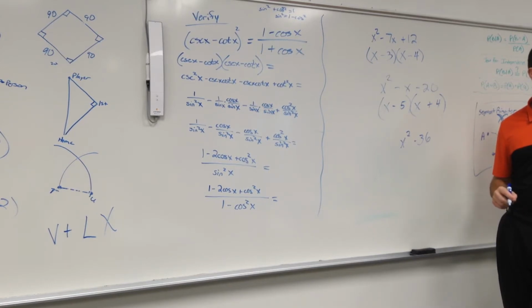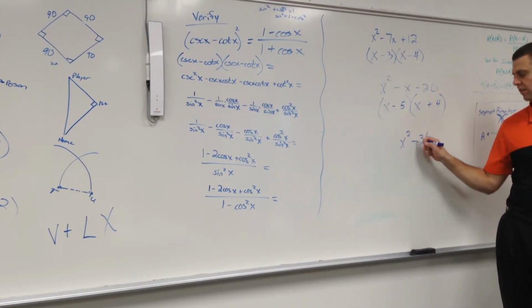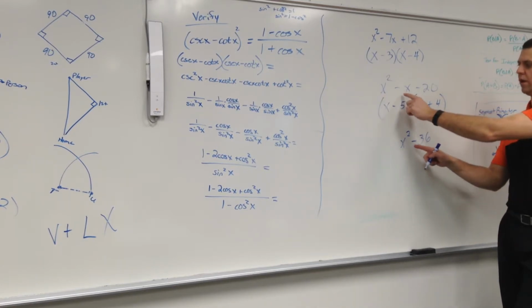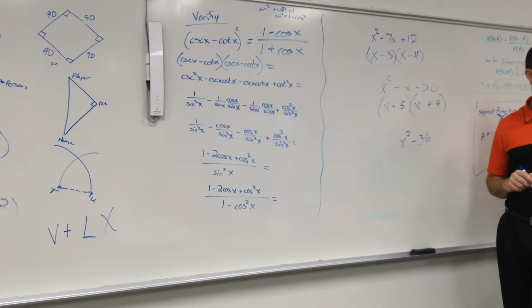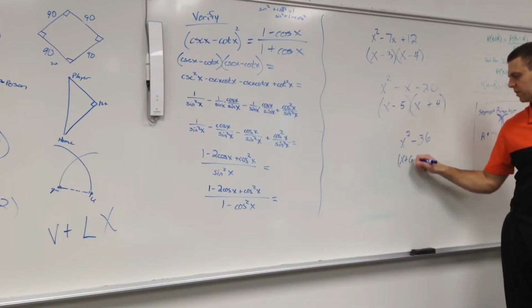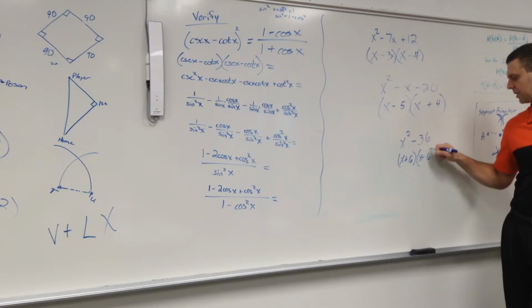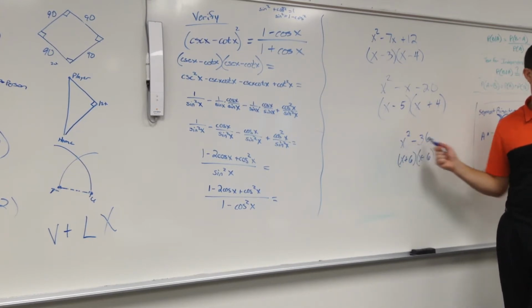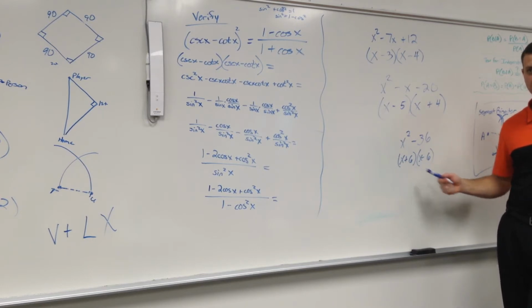Or you had a special factoring rule for this, the difference of two squares. Or another way to think of it is, isn't this like saying x squared plus 0x minus 36? So what multiplies to negative 36 and adds to 0? Positive and negative 6, right? So x plus 6, x minus 6. That's the difference of two perfect squares.